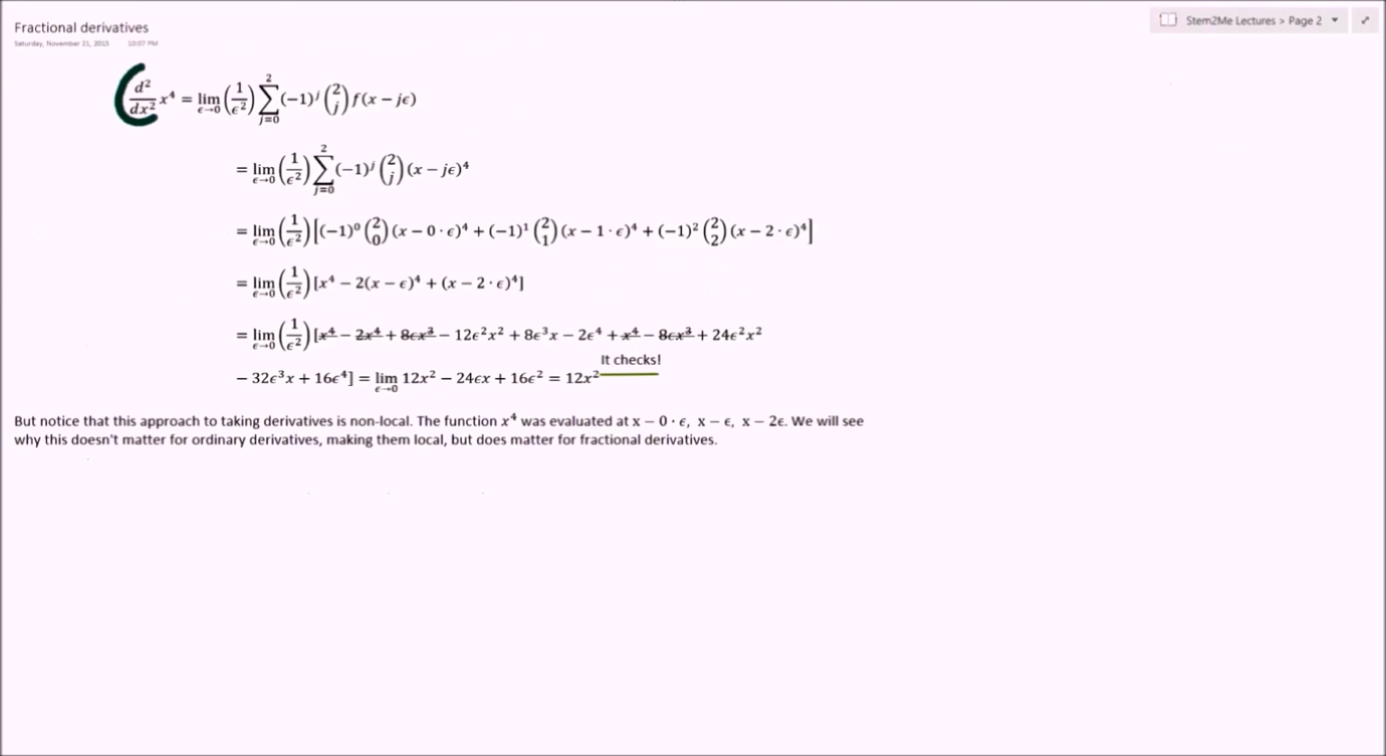Let's take the second derivative of x to the 4th. Here we go. Second derivative of x to the 4th. Here's the formula for it. The summation will happen from j equals 0 to j equals 2 in increments of 1. We have 1 over epsilon squared here, minus 1 raised to the jth power, our combinatorics here, and f of x minus j epsilon. Our function is x to the 4th. There it is right there.